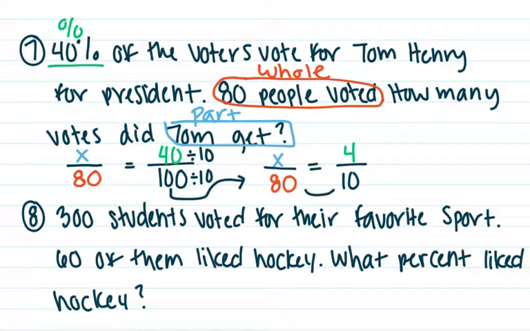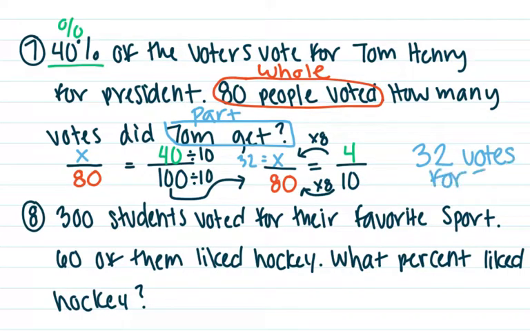And I was correct. Look, 10 times 8 gets me to 80, and I have to do the same to the top. So that means that our X is going to equal 32 people. So how many votes did Tom get? Tom got 32 votes. That is the part of the people who voted for Tom. All right, one last problem here.